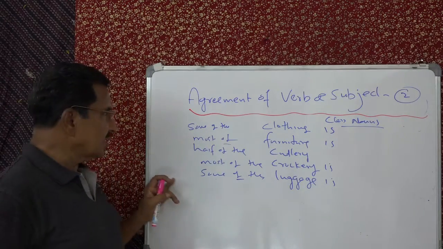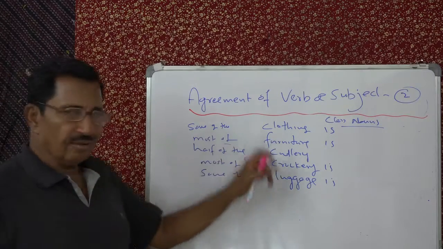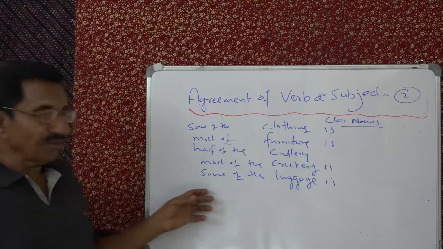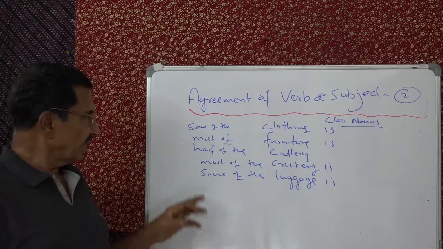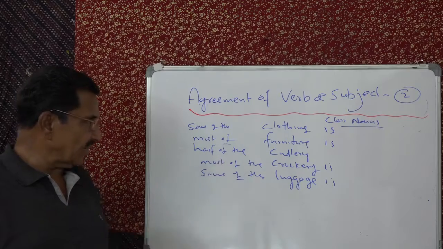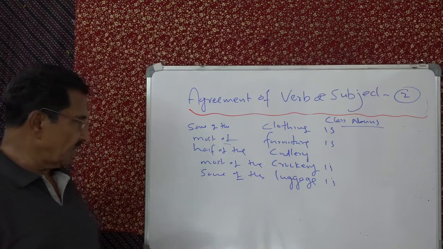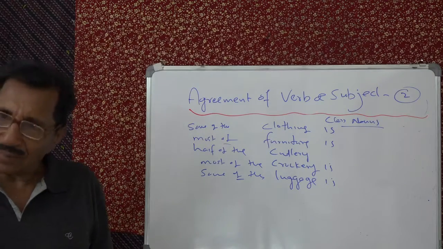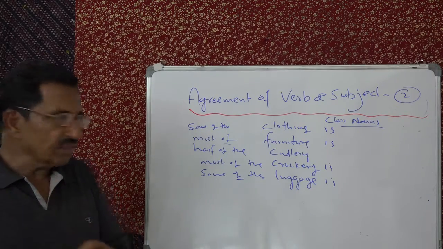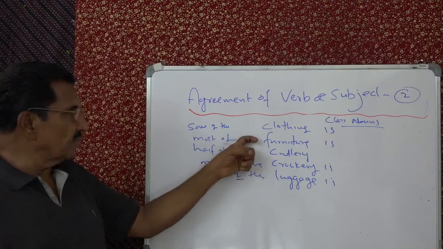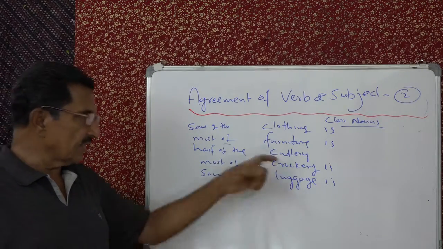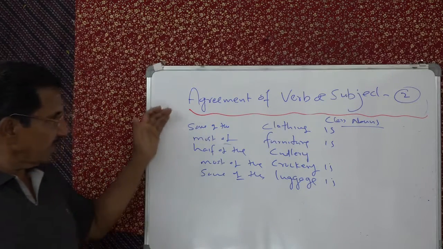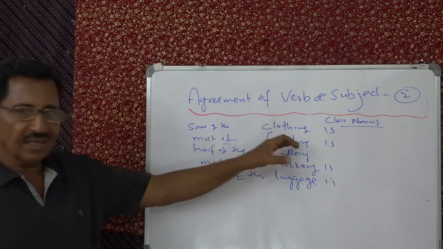You cannot say many of the clothing. You cannot say many of the furniture. Much of the furniture you can say, not many of. And many of the cutlery you cannot say. Many of the crockery you cannot say, because many denotes number. Any word that denotes number cannot be used before clothing, furniture and class nouns. Is that clear? You cannot say many of the clothing are.